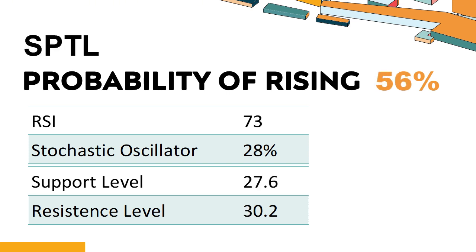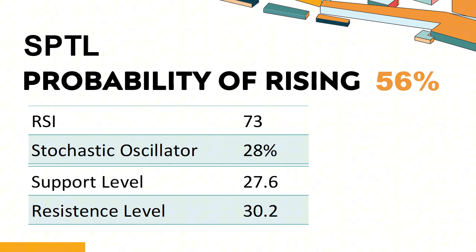Is SPTL showing signs of bullish momentum based on technical data? Technical signals and analysis. SPTL's 14-day relative strength index, RSI, value was 73. When the RSI is between 50 and 70, it generally indicates that the stock is moderately bullish.